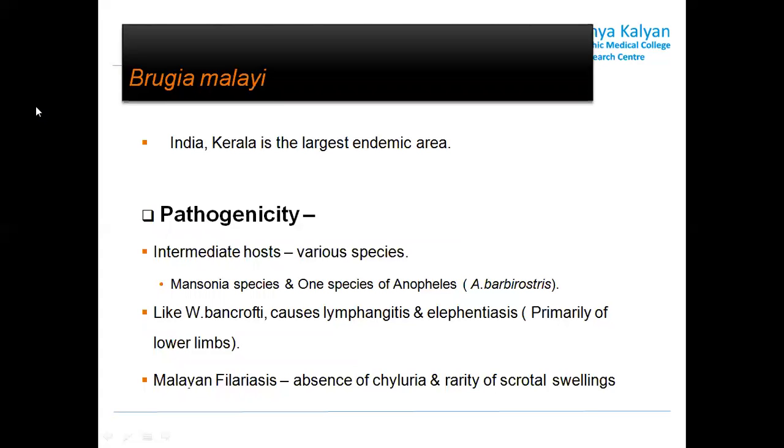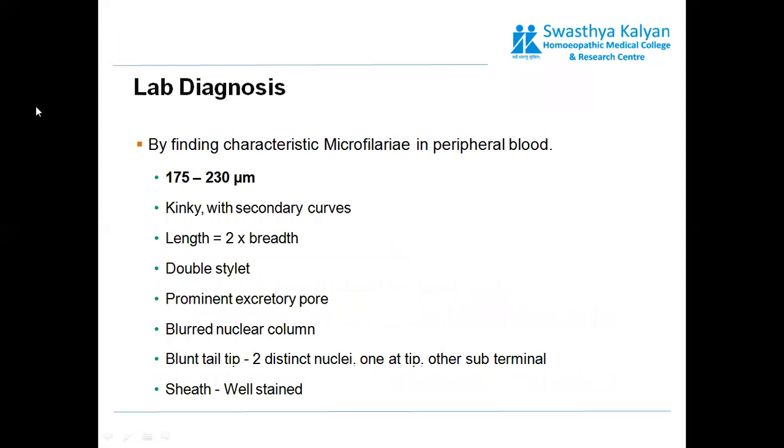Brugia malayi is very common, and the largest endemic area in India is Kerala. Its intermediate hosts are many species: Mansonia species and one species of Anopheles do carry it. Like Wuchereria bancrofti, it causes lymphangitis and elephantiasis, primarily of the lower limbs. Malayan filariasis is marked by the absence of chyluria and the rarity of swelling. So there is some difference. Bancrofti can cause scrotal swelling and chyluria, whereas this particular Brugia malayi will not cause chyluria and scrotal swelling.